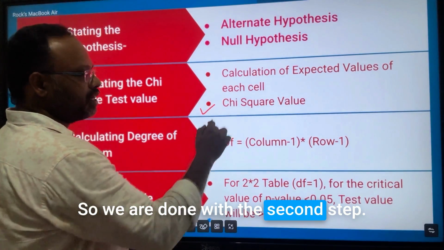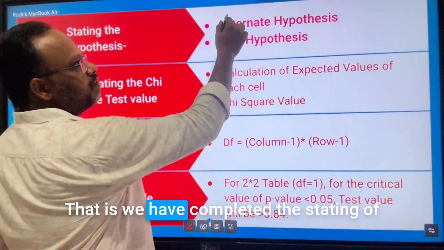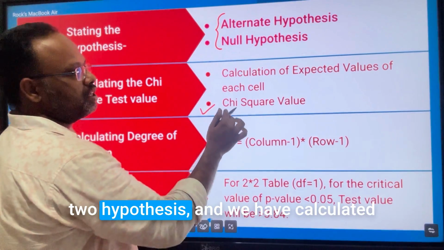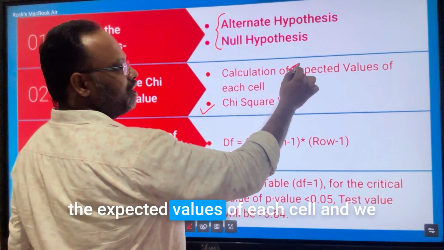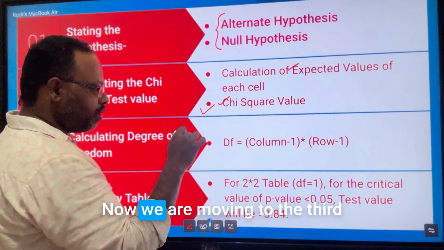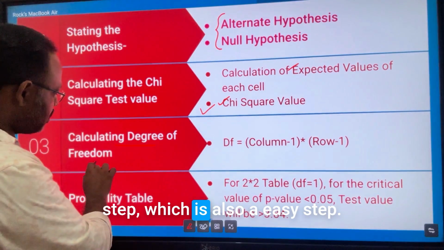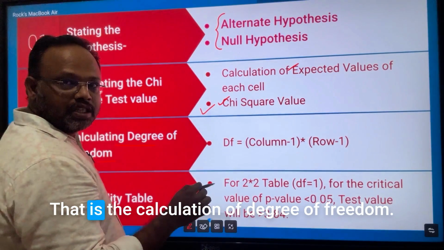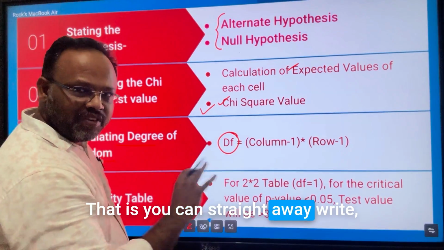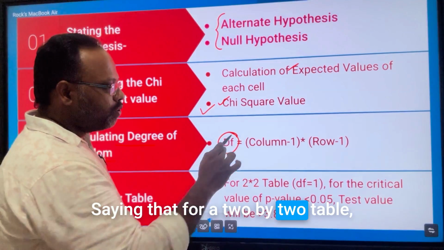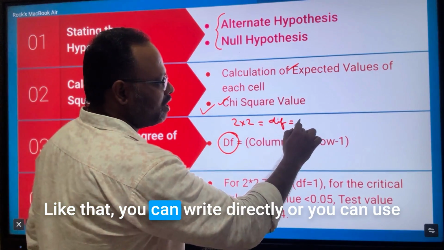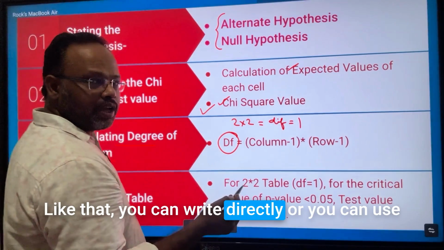So we are done with the second step. That is, we have completed stating the two hypotheses, we have calculated the expected values of each cell, and we have calculated the chi-square value also. Now we are moving to the third step, which is also an easy step, that is the calculation of degree of freedom. You can straight away write that for a 2 by 2 table, the degree of freedom will be 1.